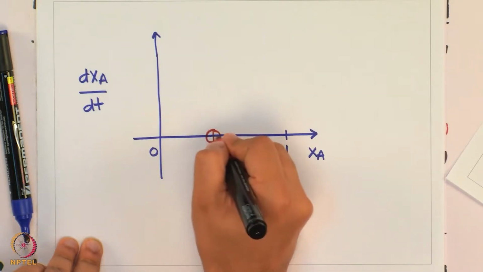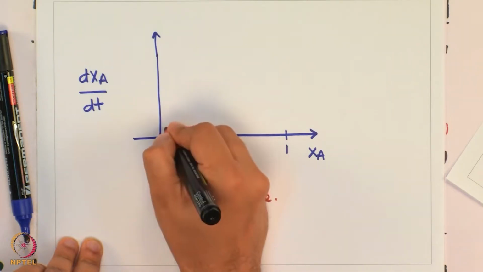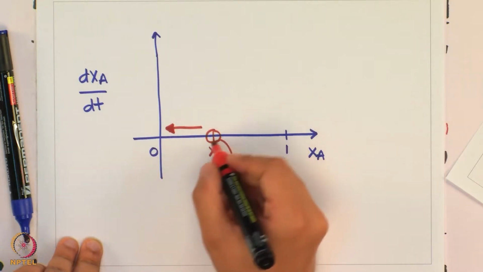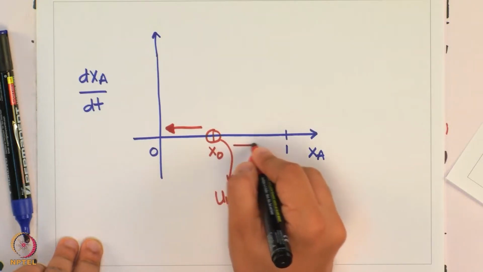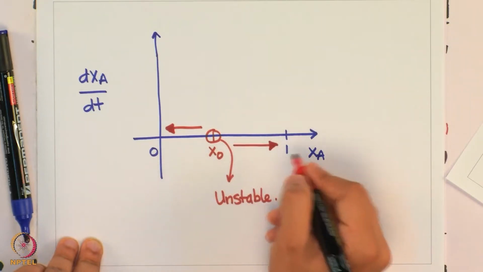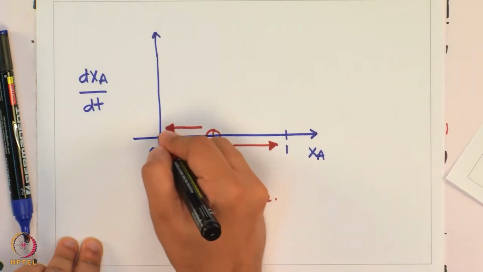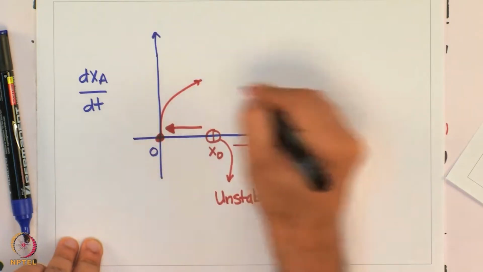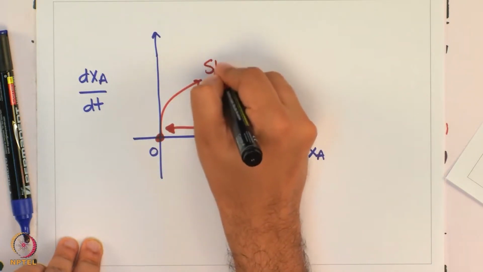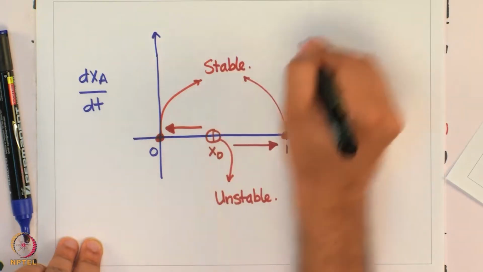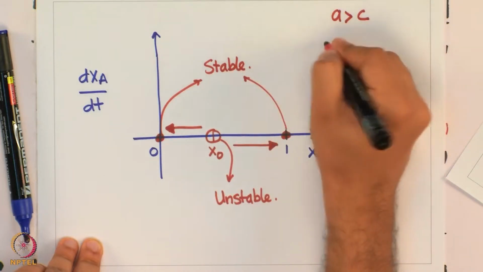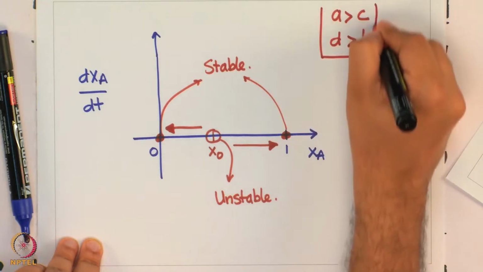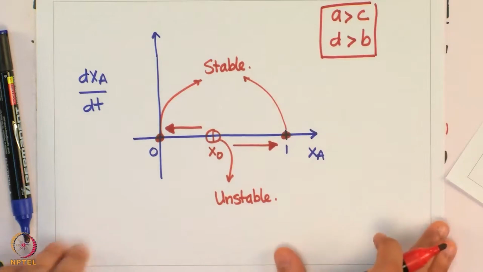Moreover, if there is any deviation to the left of this system, you move towards x A equal to 0, which means all B, and if there is any disturbance from this steady state towards the right, you move towards this scenario, which is all A and elimination of B. So, in that sense, these two steady states are my stable steady states under these conditions. This is A greater than C and D greater than B. Okay. I leave this particular analysis as an exercise for you.